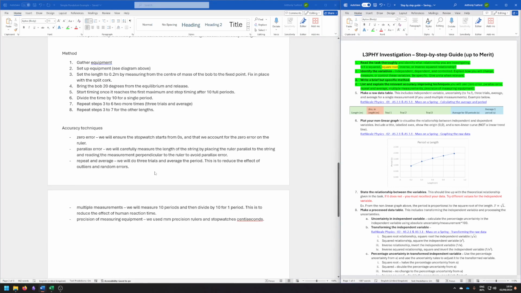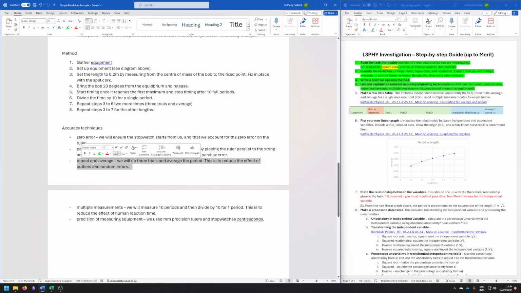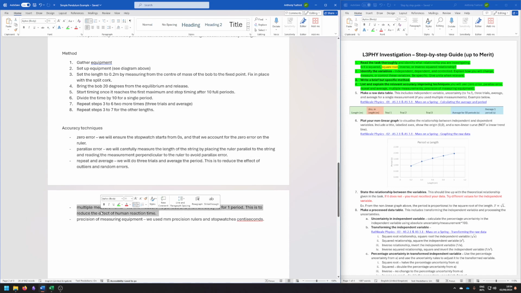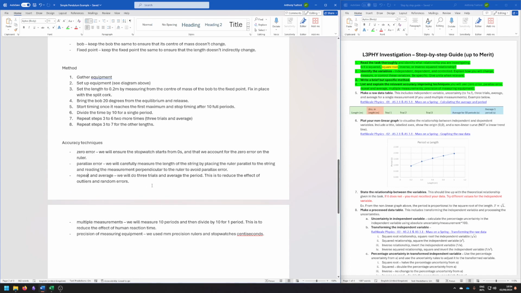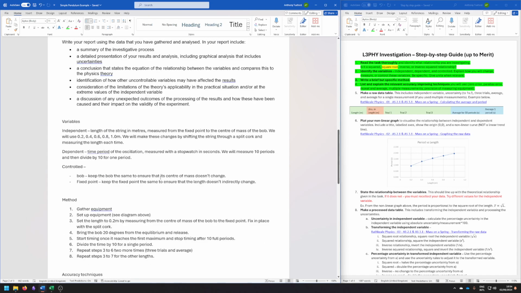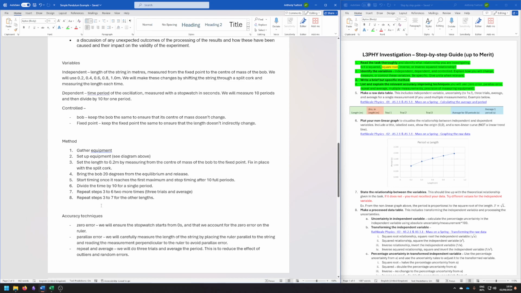So we have listed, well in this case I've listed 5. I would say aim for 3. In this particular experiment, repeat and average, multiple measurements, and parallax error would be the most significant. Yep. And again, I've written it to a high achieved level, and taking it a little bit further and linking it back to your variables would give merit for the accuracy improving techniques.